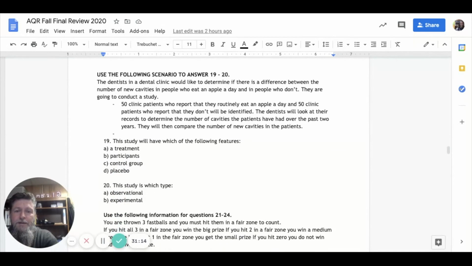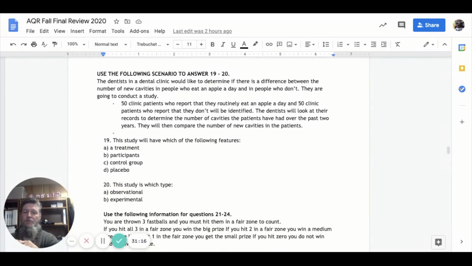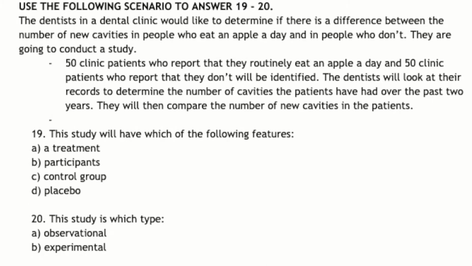Now use the following scenario to answer questions 19 through 20. The dentist in a dental clinic would like to determine if there's a difference between the number of new cavities in people who eat an apple a day and in people who don't. They're going to conduct a study. 50 clinic patients who report they routinely eat an apple a day and 50 clinic patients who report that they don't eat an apple a day will be identified. Dentists will look at their records to determine the number of cavities the patients have had over the past 2 years. Then they will compare the number of new cavities in the patients.